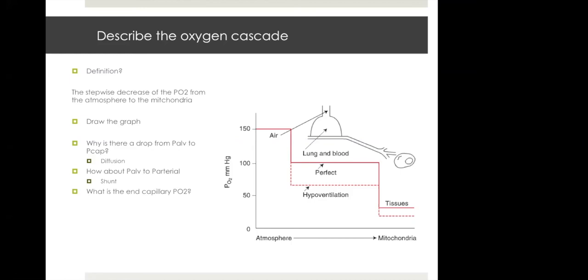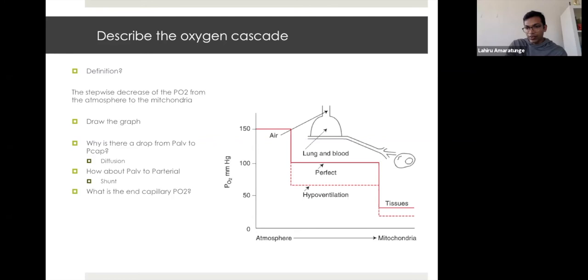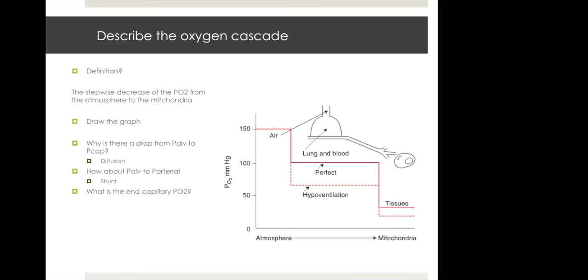At the other end, after tissue? Down to the tissue level. Yeah, so down at the tissues, it's usually about 5, and then the mixed venous is about 40. Good. So I've just got the end capillary is 40. Sorry, I was thinking tissues. Okay, so end capillary is 40.